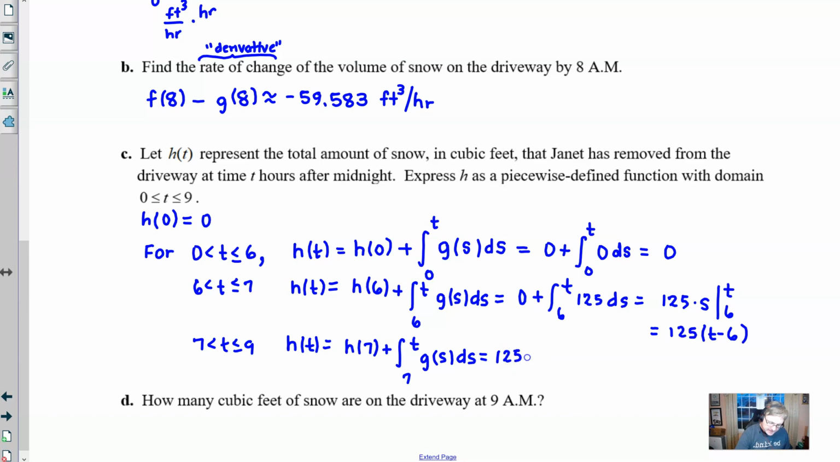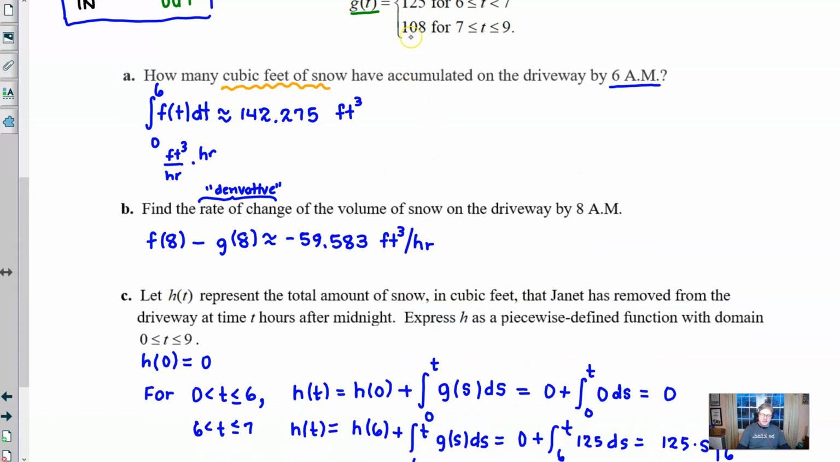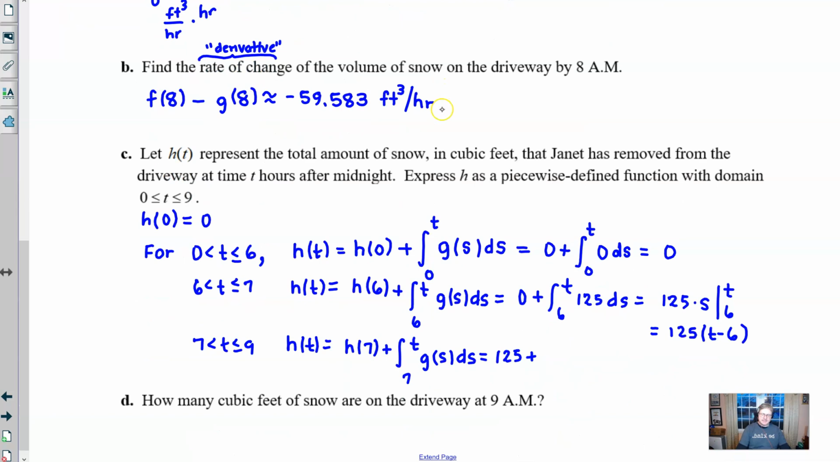Now, to save some space here, I'm going to go ahead and integrate the g of s that lies between 7 and t, which is this 108. That'll be the last time I scroll, I promise. And we have this 108. And then when we evaluate that from t to 7 and subtract, that's what we get. And to be honest, this would have sufficed for your answer, even though it doesn't have that piecewise function vibe with the notation. It would have been okay.